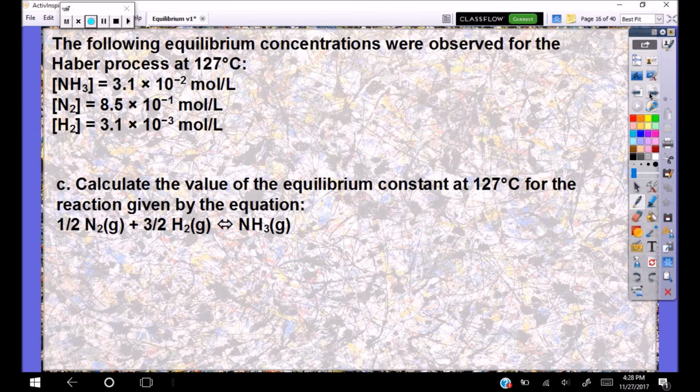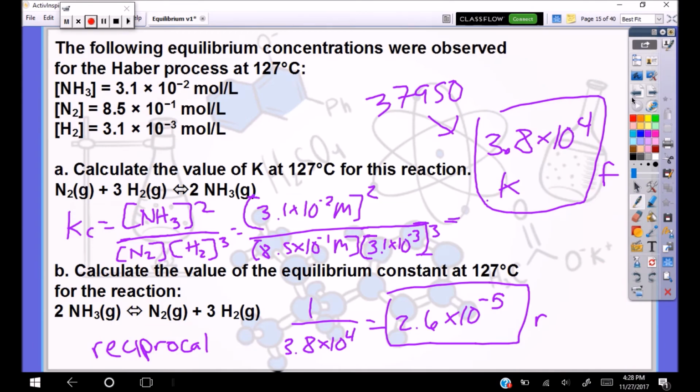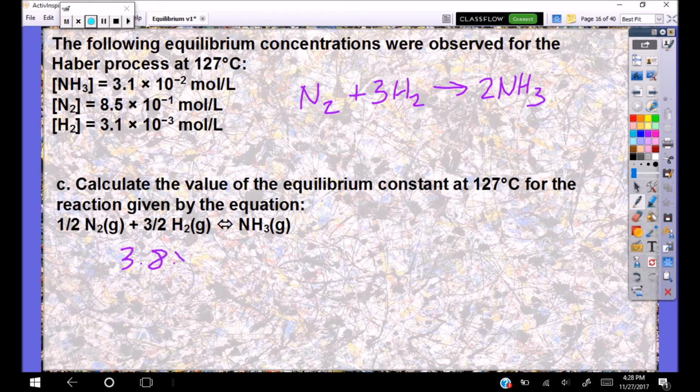All right, and then the last one, it wants us to calculate the value given by the equation 1/2 N2 plus 3/2 H2 gives NH3. Well, if we compare that to the original, the original is N2 plus 3 H2, and then we get 2 NH3. So we have our original value, which was 3.8 times 10 to the fourth. Well, if we're having our reaction in this case, then everything would be to the 1/2. So in other words, we're taking a square root.